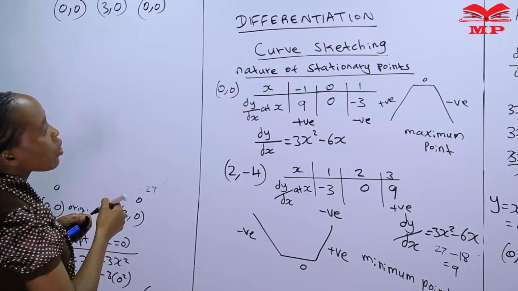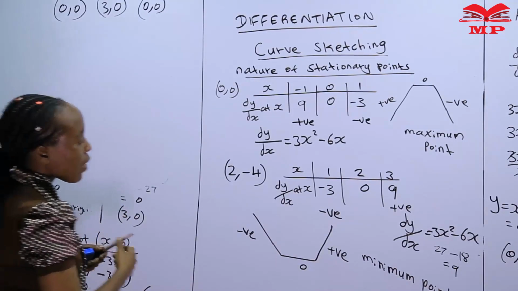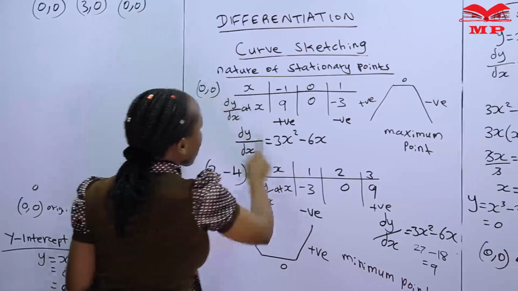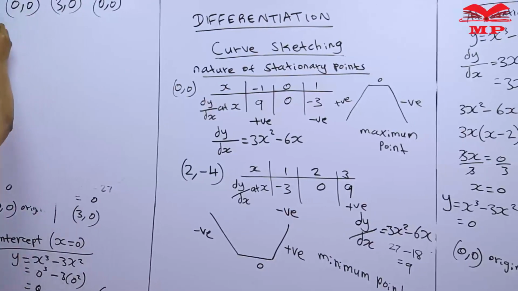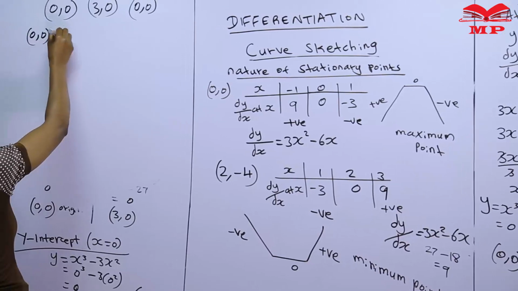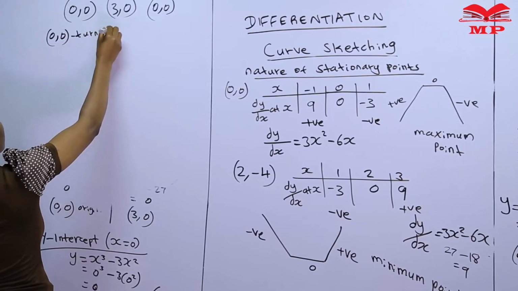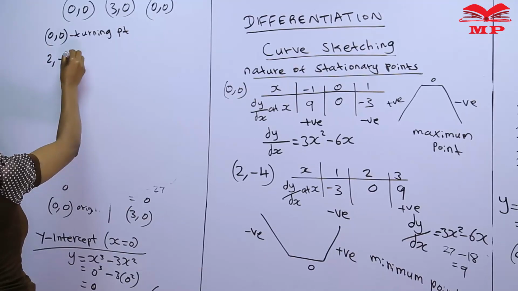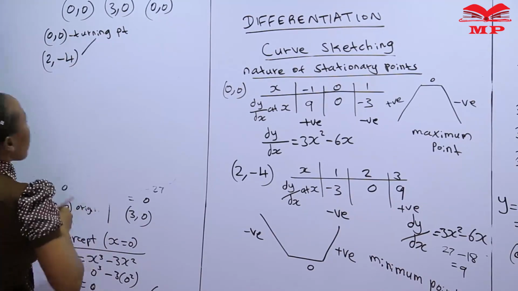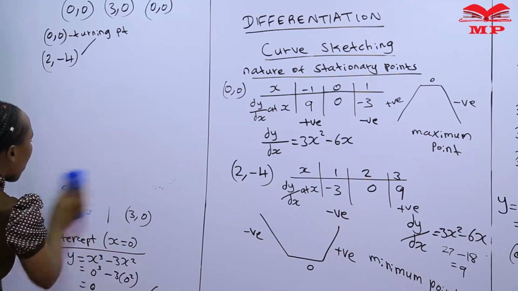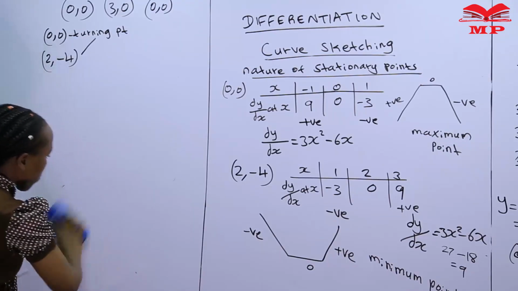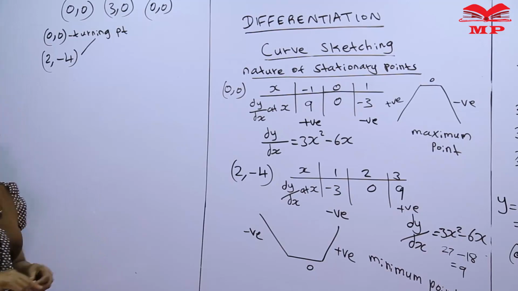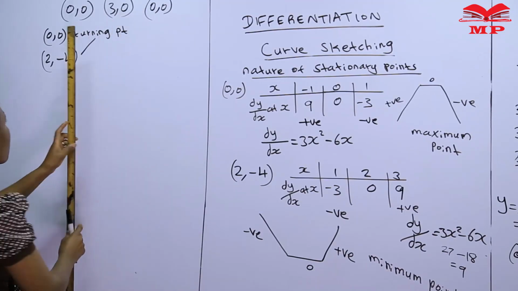Then we have the stationary points. The first one we have point 0, this point 0, 0, which is a maximum point, 0, 0, which is a turning point. This is a turning point. And then again we have another turning point 2, negative 4. This is another turning point. So we need to come now and sketch the curve. We just include whatever we have, 3, 0, we have 2, negative 4.